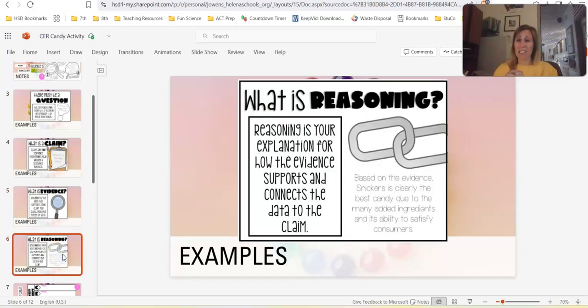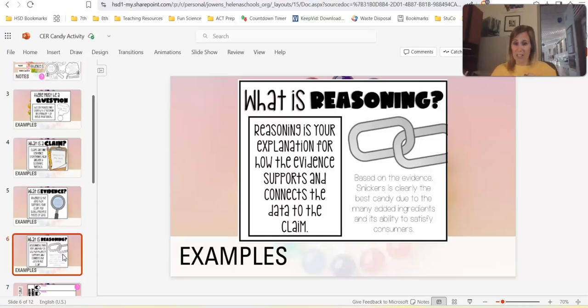Okay, and then finally our reasoning, remember that's the how or the why. So reasoning is your explanation for how the evidence or why the evidence supports and connects the data to the claim. So here's your guys' reasoning for this specific CER. Based on the evidence, so that's a really great sentence starter. I'm going to introduce you guys to those as well.